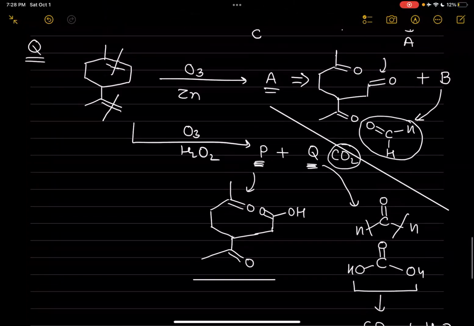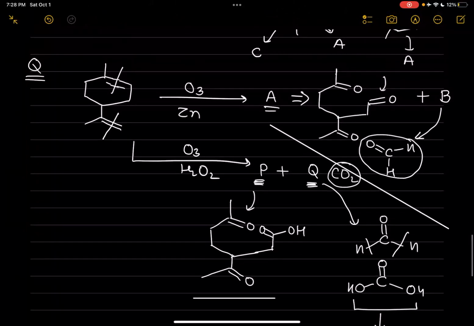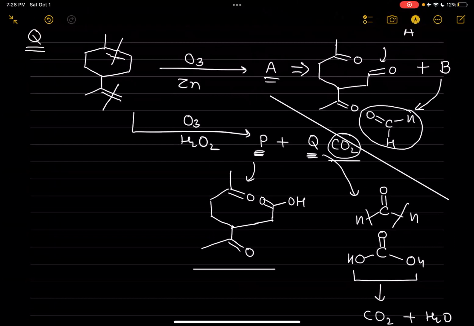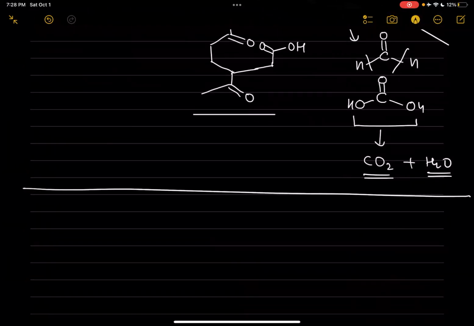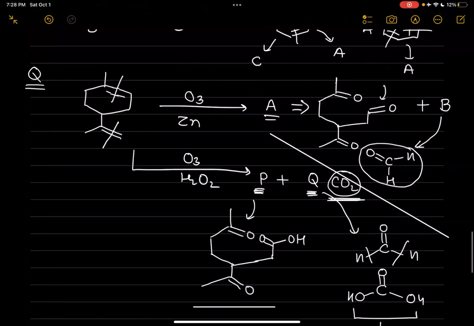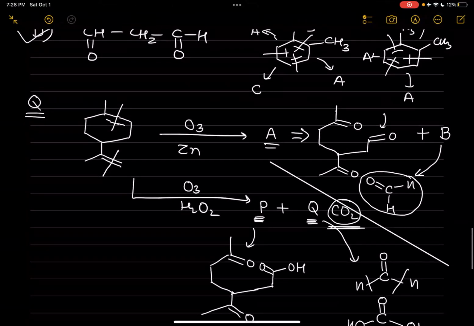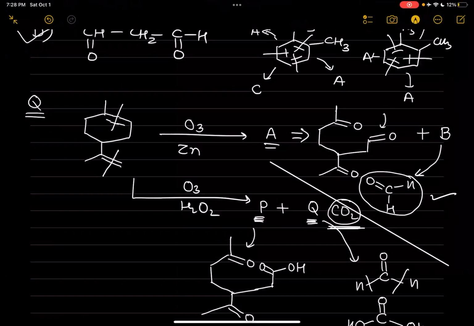So the terminal oxidative ozonolysis, the terminal doubly bonded carbon is going to come out as CO2. Is it clear? It is going to come out as CO2, right? So this is the ozonolysis method. In reductive ozonolysis, it is going to come out as formaldehyde. In oxidative ozonolysis, the formaldehyde is going to come out as not formaldehyde but carbon dioxide and water.